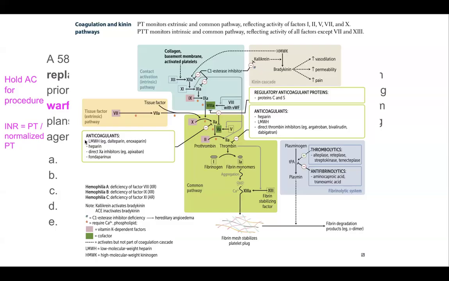So those include low molecular weight heparins, so things like enoxaparin, which you see very commonly in the hospital. Heparin is an IV medication. Enoxaparin is an injection medication, and direct 10A inhibitors, so apixaban or Eliquis, another very, very common one that you see patients on because it's an oral medication. And then fondaparinux is another potential 10A option.